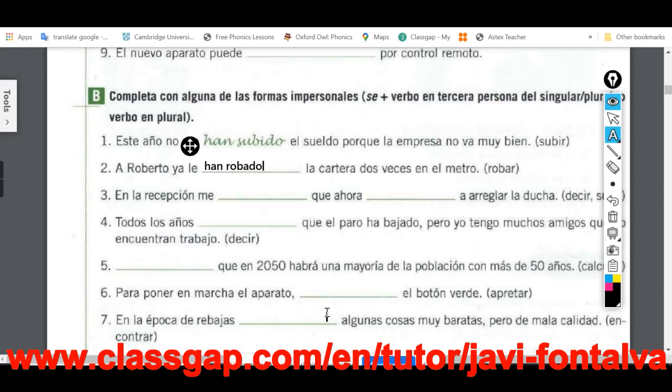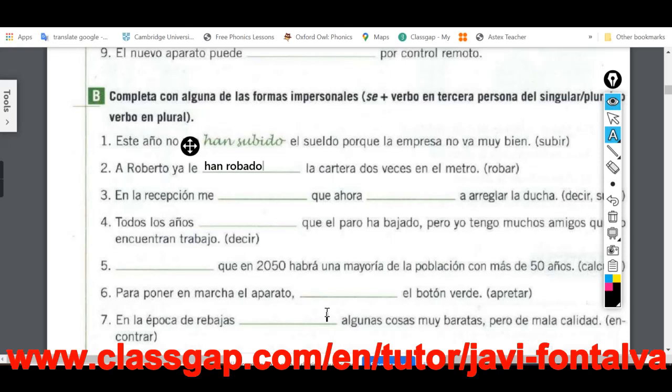But here, why plural though? A Roberto ya le han robado. Why is it plural here? Because we're talking about a person we don't know who. Someone stole my wallet, kind of, in the metro. This is how we actually speak when we talk about someone we don't care about or it's not really relevant. So here we say, A Roberto ya le han robado.